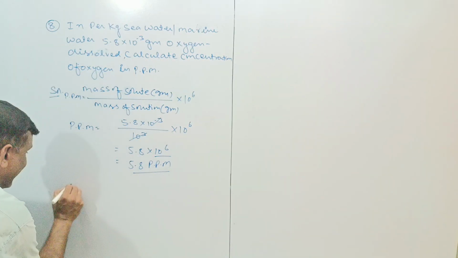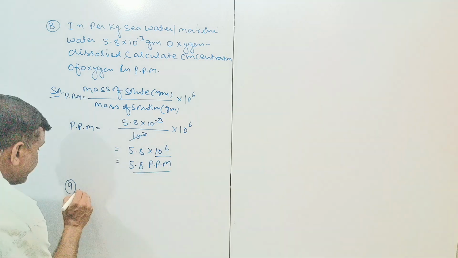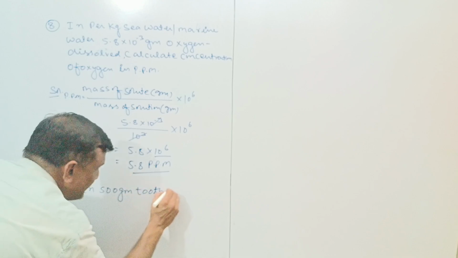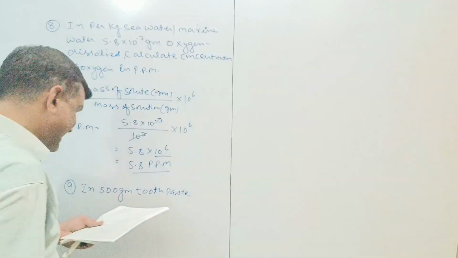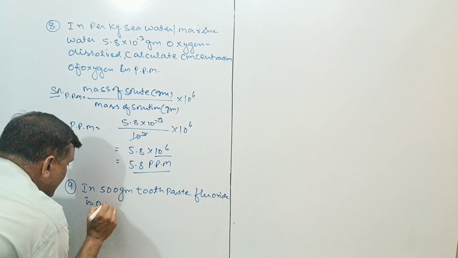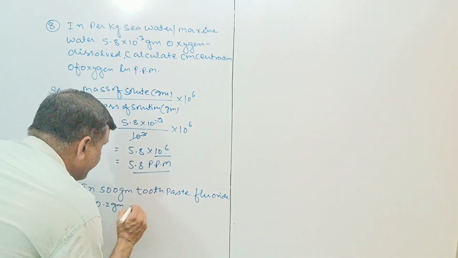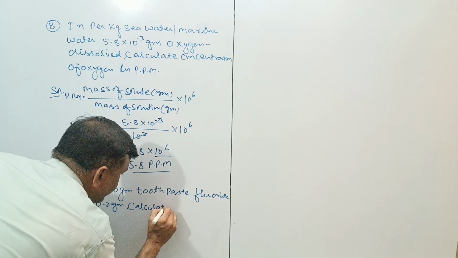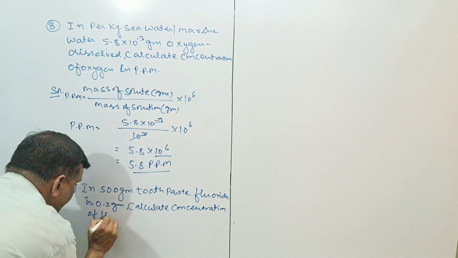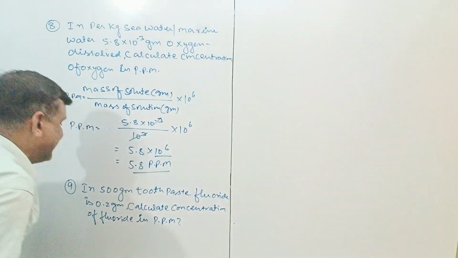Now I would like to go with the ninth question. In 500 gram toothpaste, fluoride is 0.2 gram. Calculate the concentration of fluoride in ppm, parts per million. You have to calculate it again.